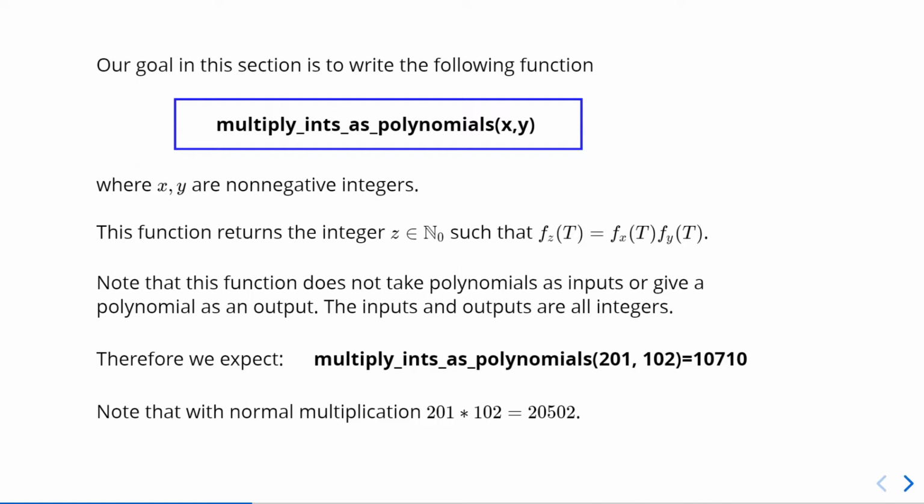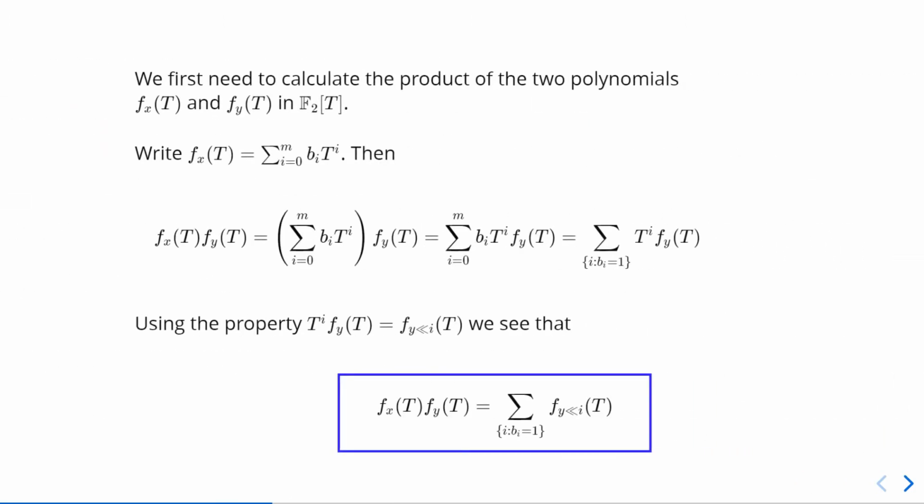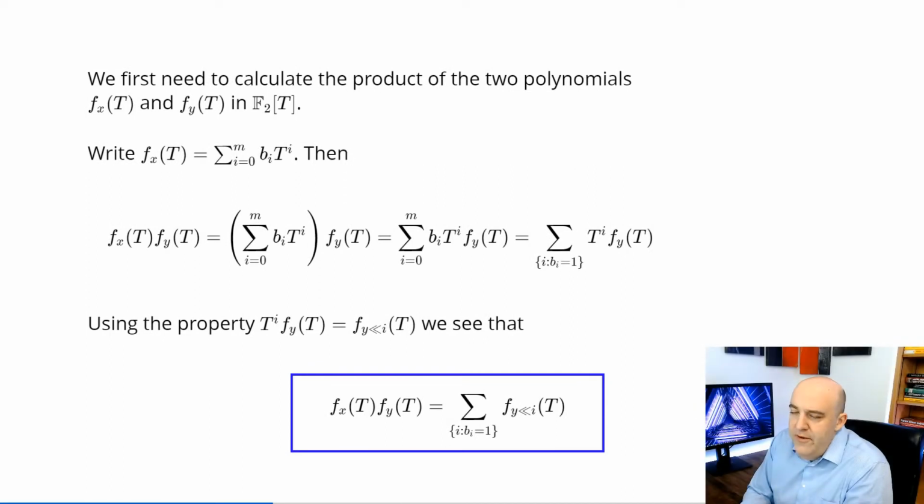And notice this is not normal multiplication here, because normally when you multiply 201 by 102, you get like 20,000 something. And just to emphasize here, the inputs to this function are not polynomials, and the output is not a polynomial. The inputs and outputs are all integers. In order to write this function, we're going to have to understand how to multiply these two polynomials, fx of t and fy of t.